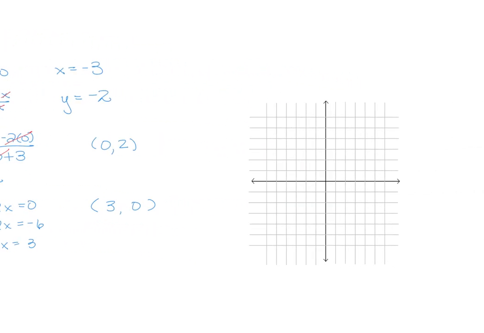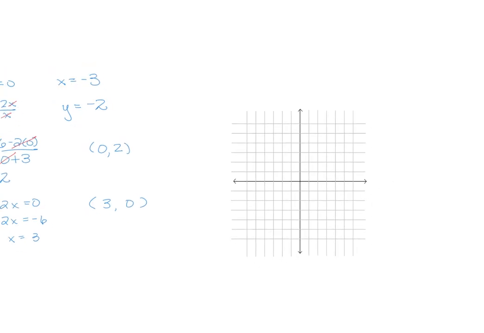All right, let's go ahead and start graphing this. We had a vertical asymptote at negative 3, so we're going to draw a vertical line, an up and down line, at negative 3. We have a horizontal asymptote at negative 2, and so we're going to draw a line side to side at negative 2.